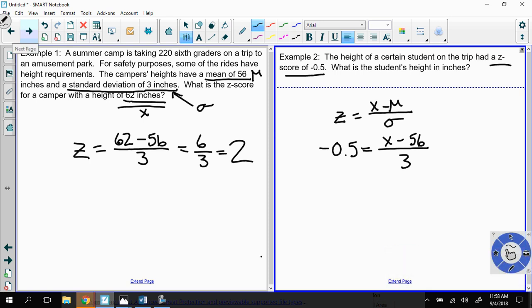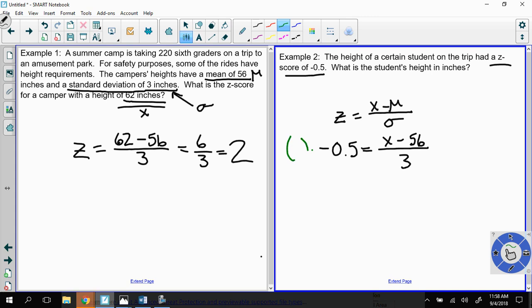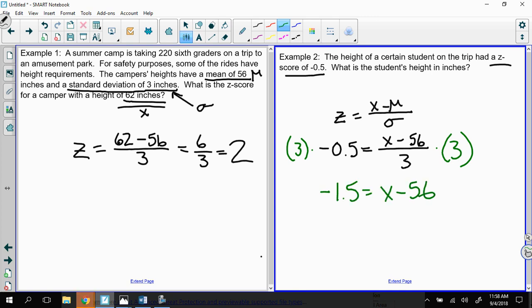So if I multiply both sides by 3, to get rid of the division problem on this side, I get negative 1.5 equals x minus 56. Division gets rid of multiplication, multiplication gets rid of division. I add 56 to both sides, and I get a value of 54.5 inches. So to answer the question, what is the student's height in inches if they are half a standard deviation below the average? Well, that's an inch and a half below the average in this case.